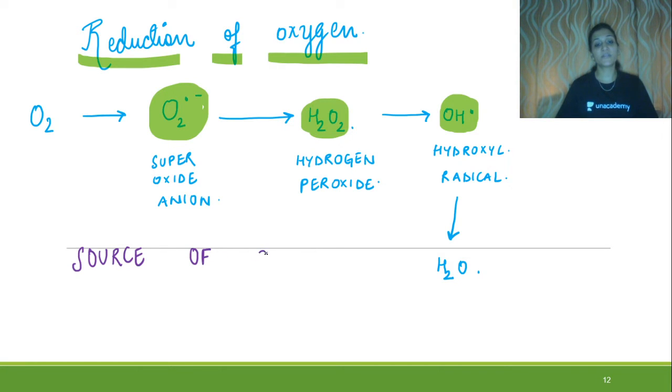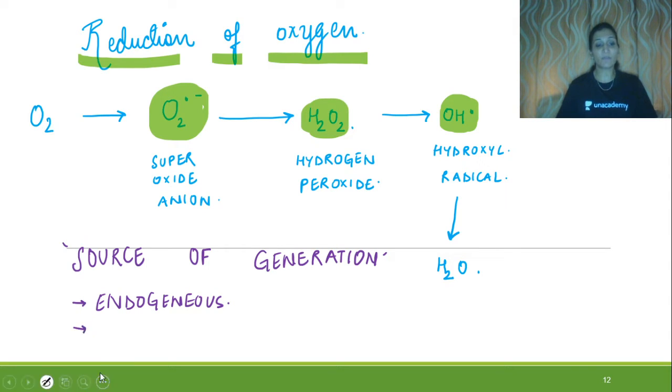Of generation, right? So whether they are produced in the body or induced from the outer environment, they can be endogenous, that is, completely produced in the body as a result of internal metabolic pathways, or they can be induced from environmental factors. So in both cases they will be produced in the body.